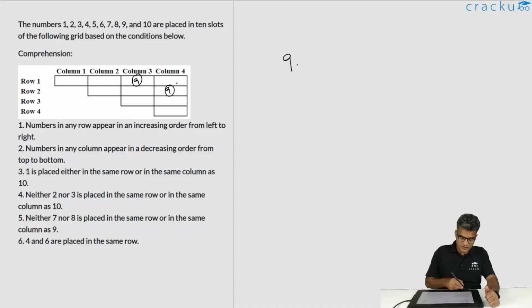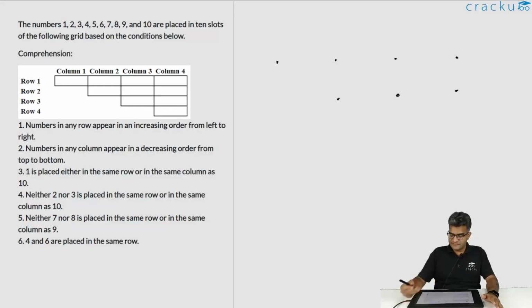And the last clue is that 4 and 6 are placed in the same row. Okay. Now without getting confused, let us again write all of them. Here is row 1. This is 1, 2, 3 and 4. Here there is row 2. There are 1, 2 and 3. Then we have row 3. We have 1 and 2. And finally we have row 4 over here. The first thing we discussed is that 10 has to be in row 1, column 4. This has to be 10.